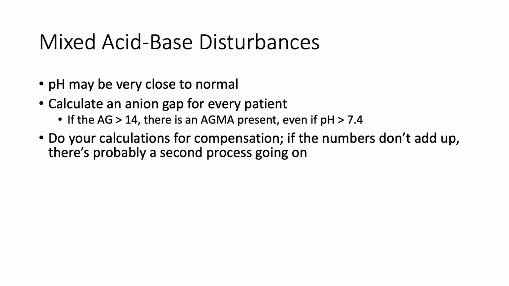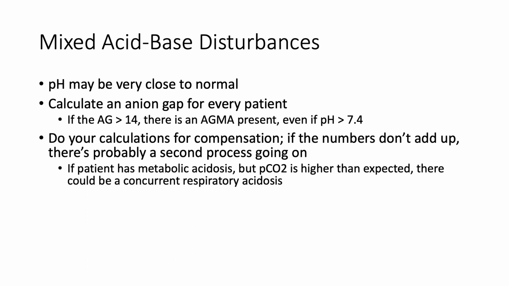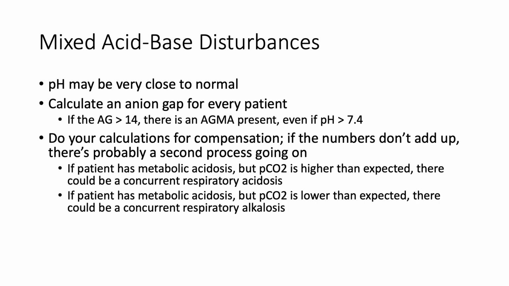And this is why you want to do your calculations for compensation, because if the numbers don't add up, then there's probably something else going on as well. So for a patient who has a metabolic acidosis and their PCO2 is higher than you'd expect, then there could be an additional respiratory acidosis. And likewise, like for our patient, if you have a metabolic acidosis and the PCO2 is lower than expected, there could be an additional respiratory alkalosis.